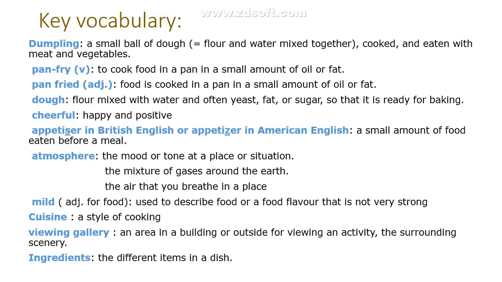The word mild, it is an adjective for food here, used to describe food or a food flavor that is not very strong. Again, the word mild, it is an adjective here for food, used to describe food or a food flavor that is not very strong. Cuisine, a style of cooking. Viewing gallery, an area in a building or outside for viewing an activity, or you can say the surrounding scenery. Ingredients, the different items in a dish.